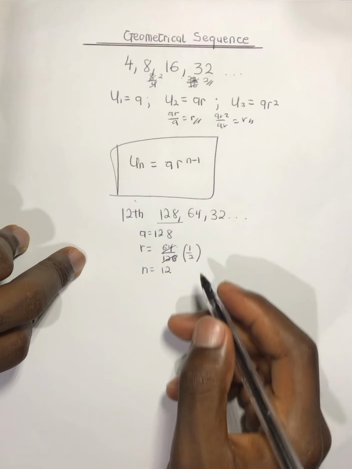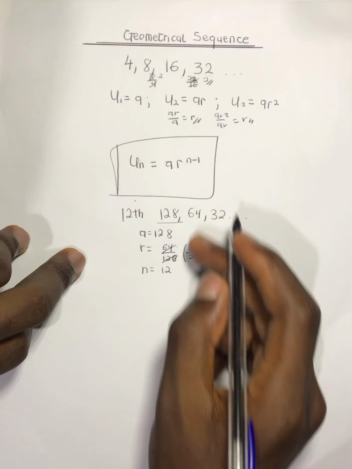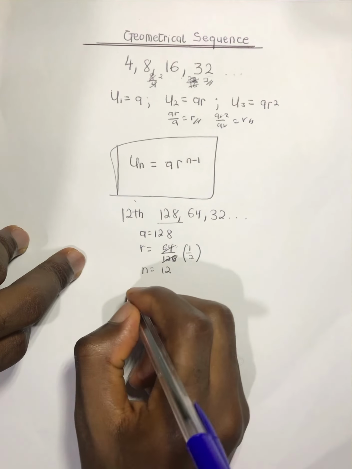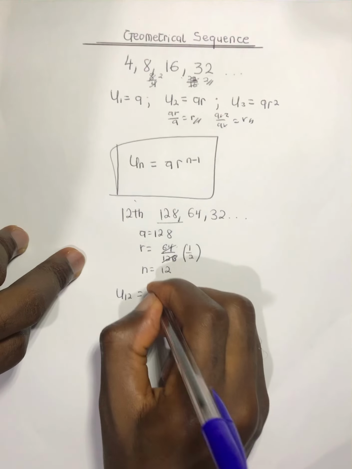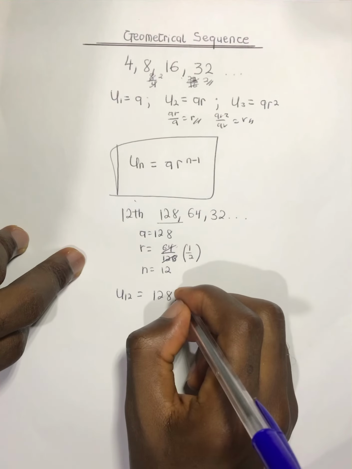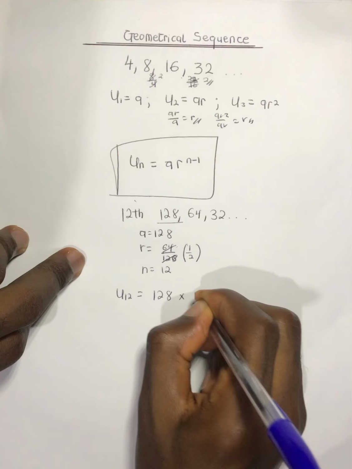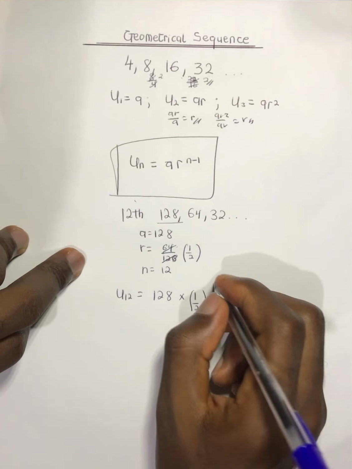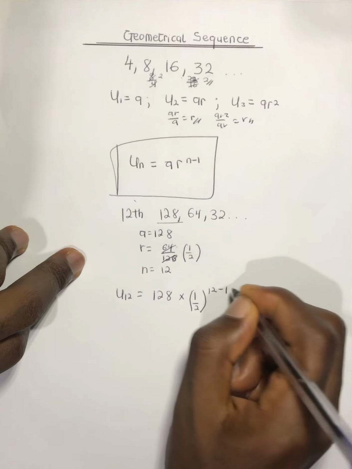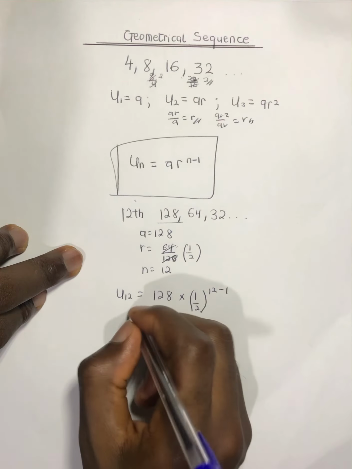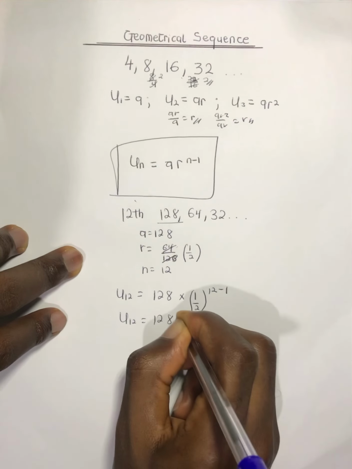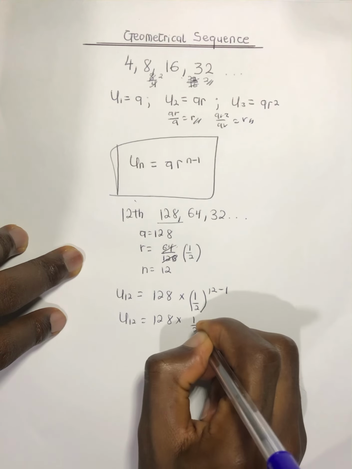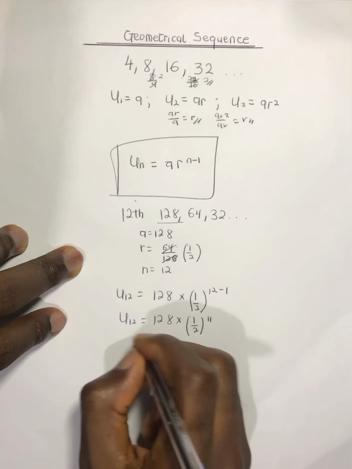Now that we've gotten all our parameters, let's insert them into our equation. So we have U subscript 12 being equal to our first term 128 multiplying our common ratio half to the power 12 minus 1. Now, solving this, we get half to the power 11.